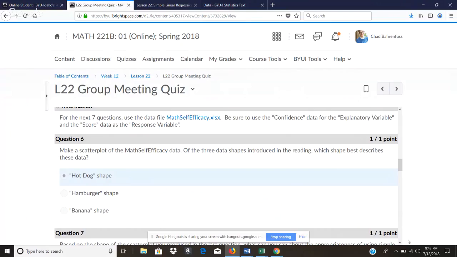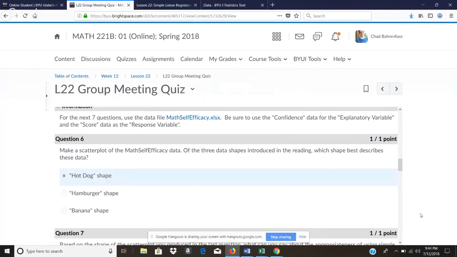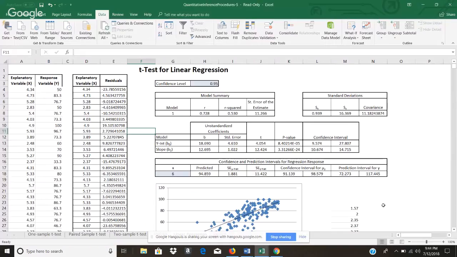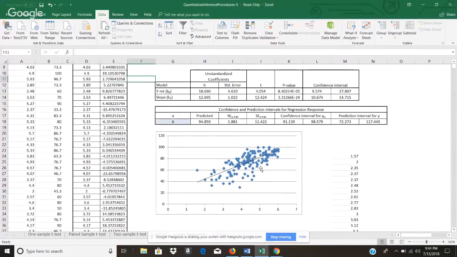Yeah. No worries. So, of the 3 data shapes introduced in the reading, which shape best describes these data? Okay. So when you go into here, it's going to automatically create a plot, which right here is creating a scatter plot for you.